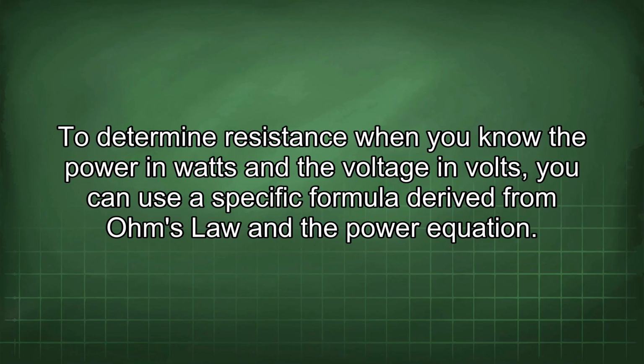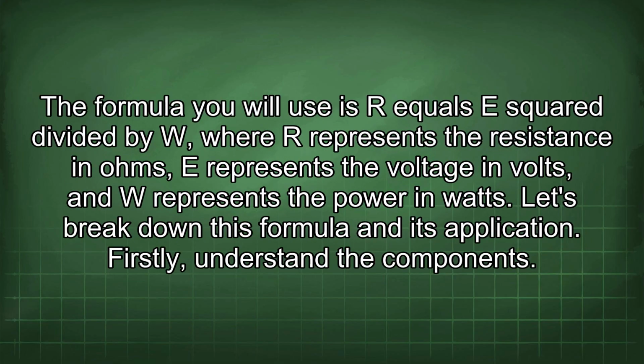Determine resistance when you know the power in watts and the voltage in volts. You can use a specific formula derived from Ohm's law and the power equation. The formula you will use is R equals E squared divided by W, where R represents the resistance in ohms, E represents the voltage in volts, and W represents the power in watts. Let's break down this formula and its application.